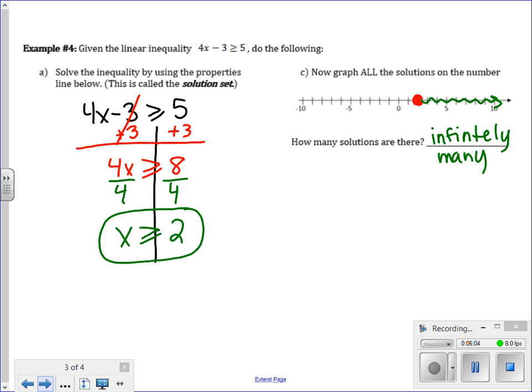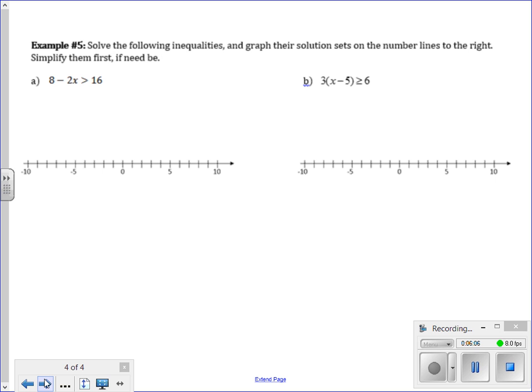All right, 2 more examples on this page. Let's solve 8 minus 2x is greater than 16. I'm going to start by putting my line down the middle, and I'm going to end up moving the 8 first. This 8 is positive, so I need to subtract 8 from both sides in order to get x by itself. When I do that, I end up with negative 2x is greater than 8.